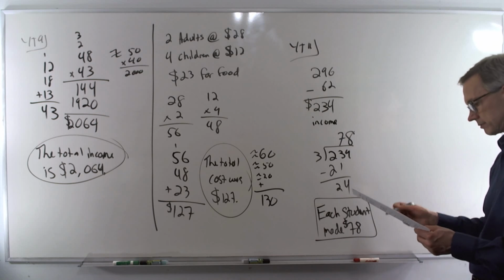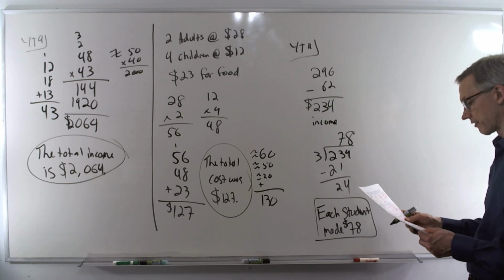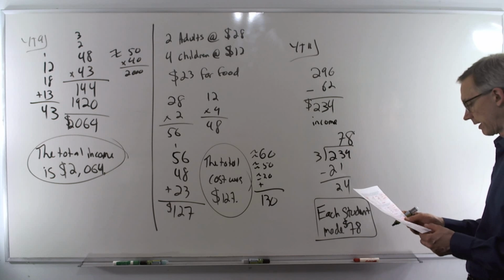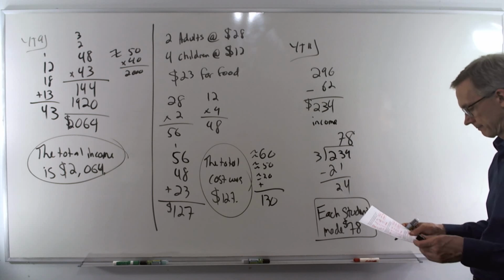Now we could check this one. It's not a very good check because we're just going to round 234 to 200. Divide by 3 again and get 66. It's pretty close.